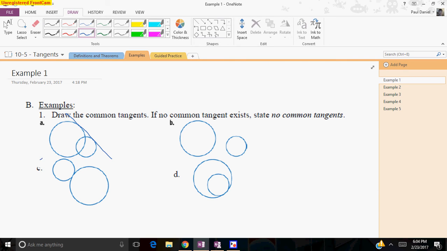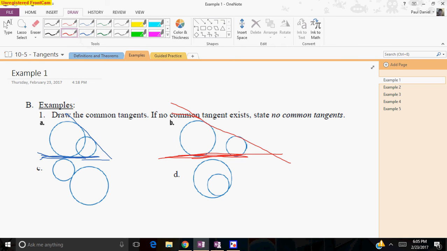But I seem to be having a harder time getting one going the other way. Maybe that would be one right there as well. Okay, for A. For B, again, I'm going to take this long path in. It's all about finding that right path. And this one right here, those both appear to be common tangents.